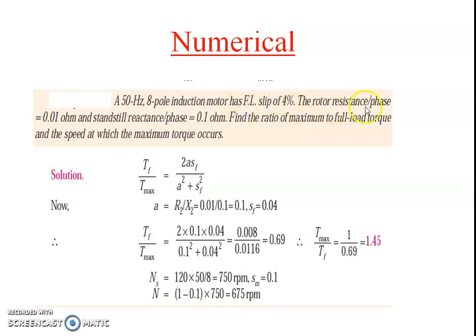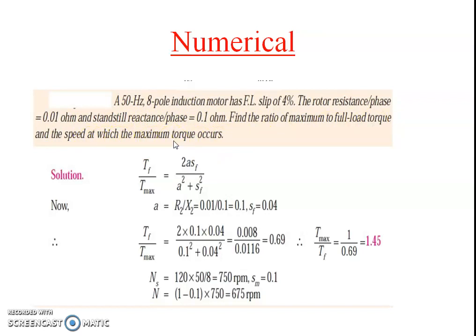Again, rotor resistance per phase is 0.01, so the value of rotor resistance R2 is given as 0.01. And standstill reactance is given as 0.1, so the value of X2 is 0.1 ohm. And we have to find the ratio of maximum to full load torque and the speed at which maximum torque occurs.